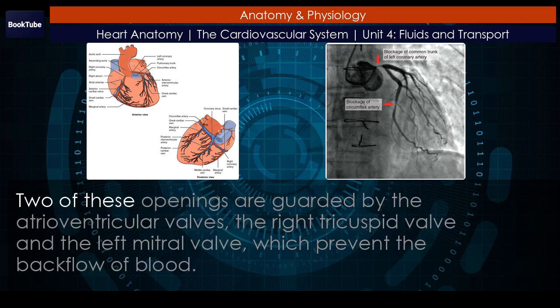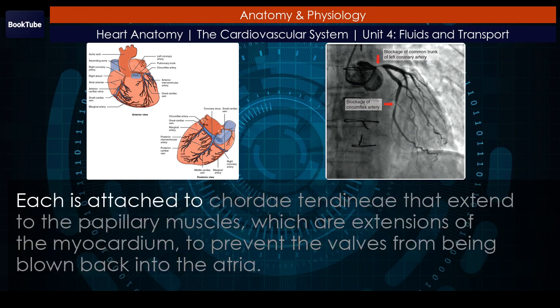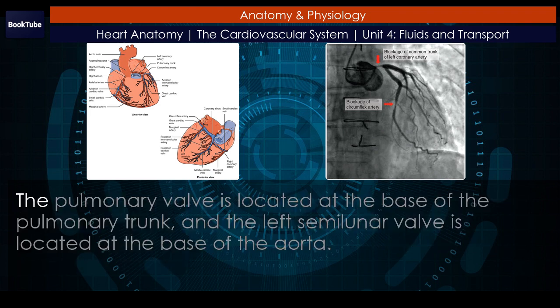Two of these openings are guarded by the atrioventricular valves, the right tricuspid valve and the left mitral valve, which prevent the backflow of blood. Each is attached to chordae tendineae that extend to the papillary muscles, which are extensions of the myocardium, to prevent the valves from being blown back into the atria. The pulmonary valve is located at the base of the pulmonary trunk, and the left semilunar valve is located at the base of the aorta.